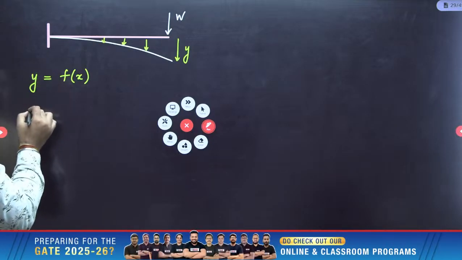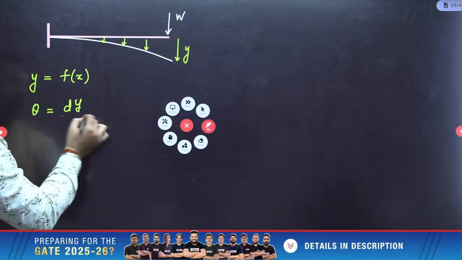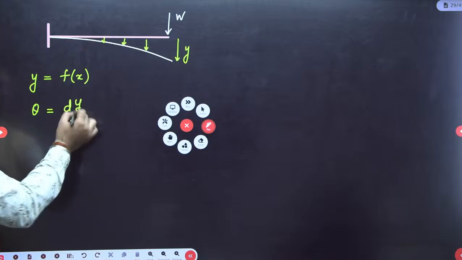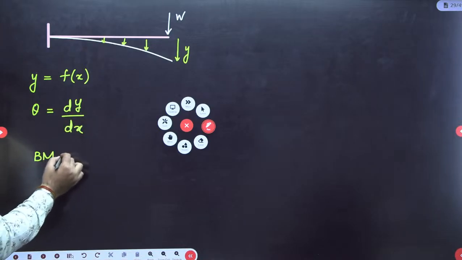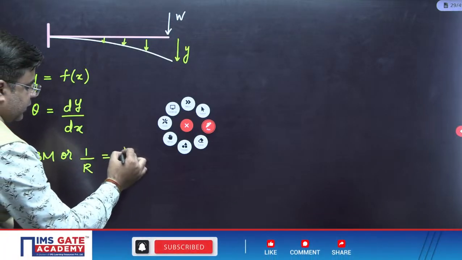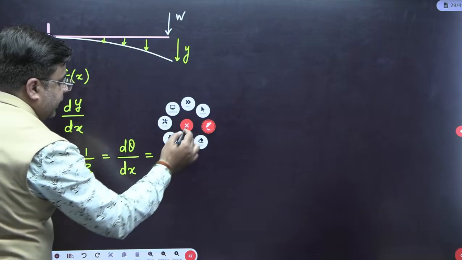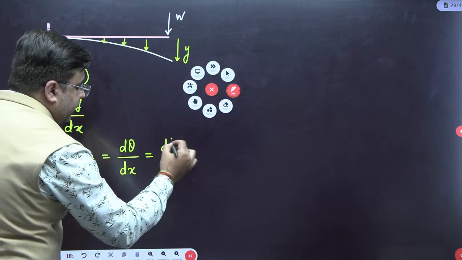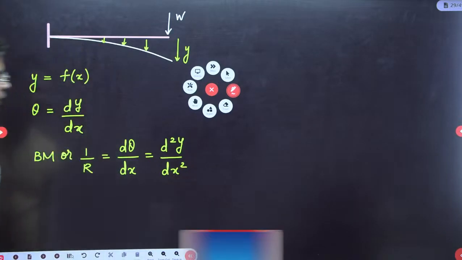The slope at any point theta is equal to dy by dx. Then bending moment or the curvature is equal to d theta by dx, which is also equal to d2y by dx square.